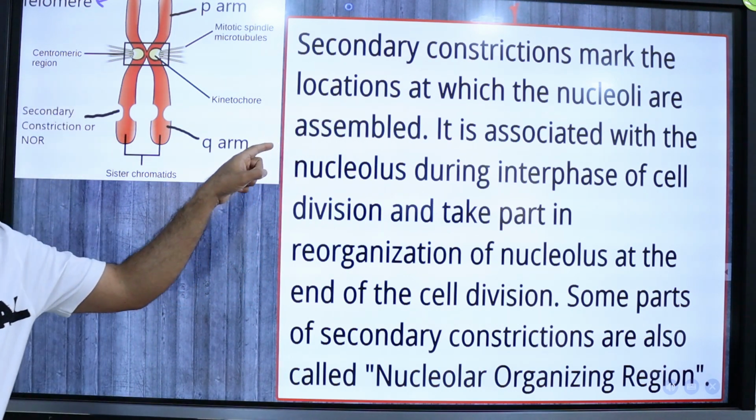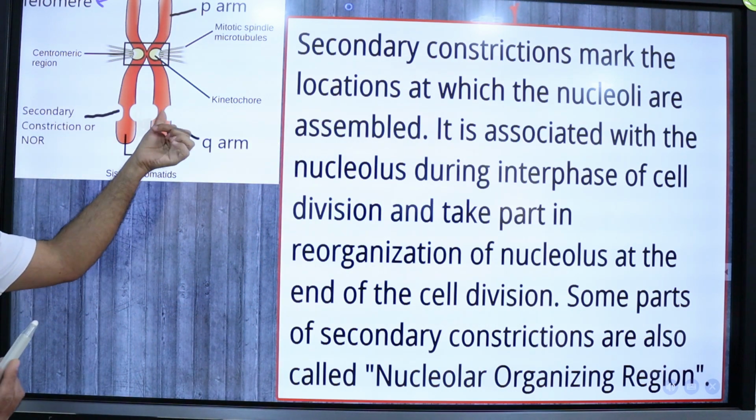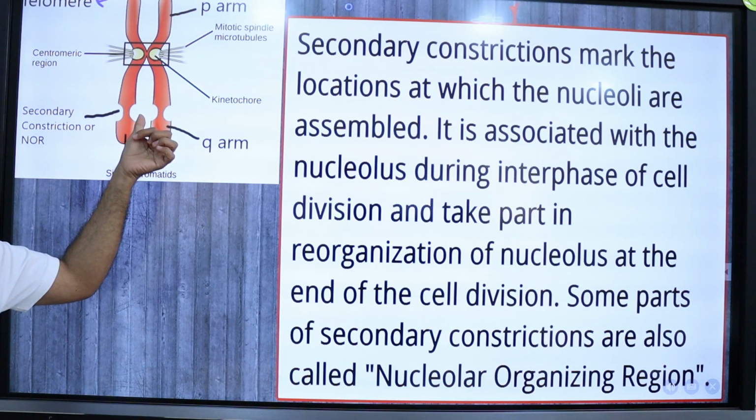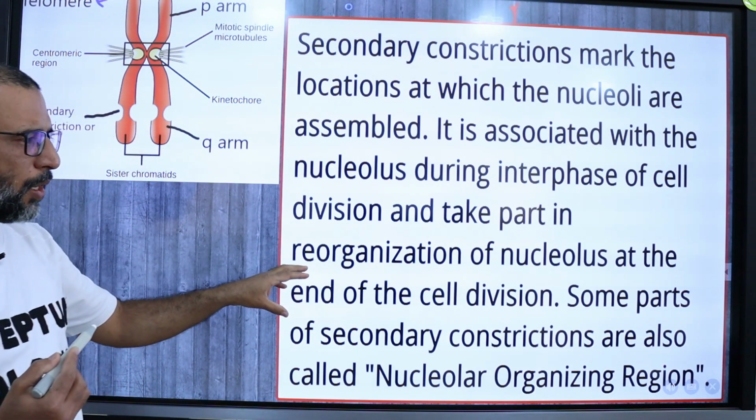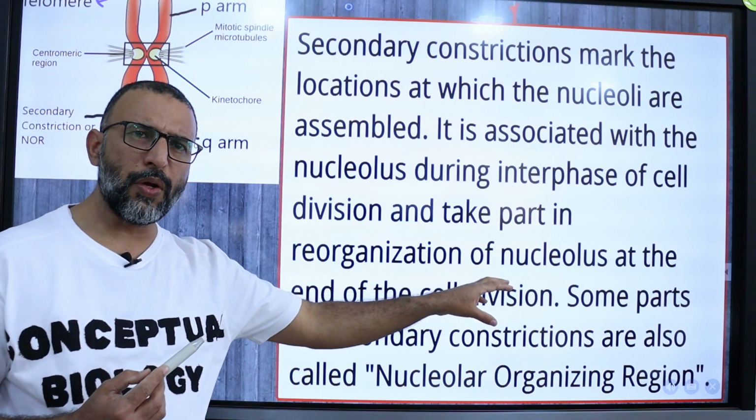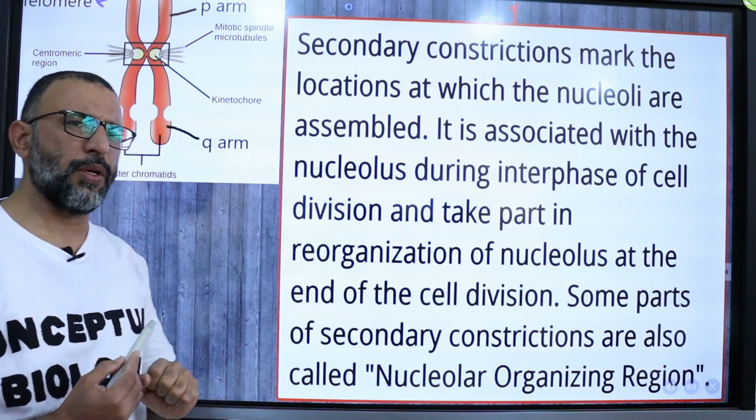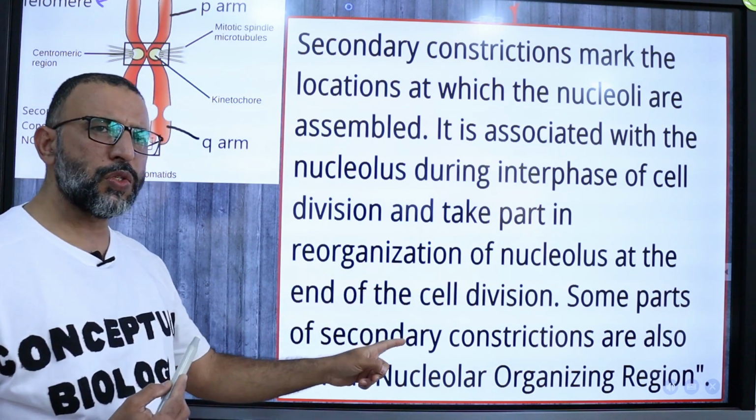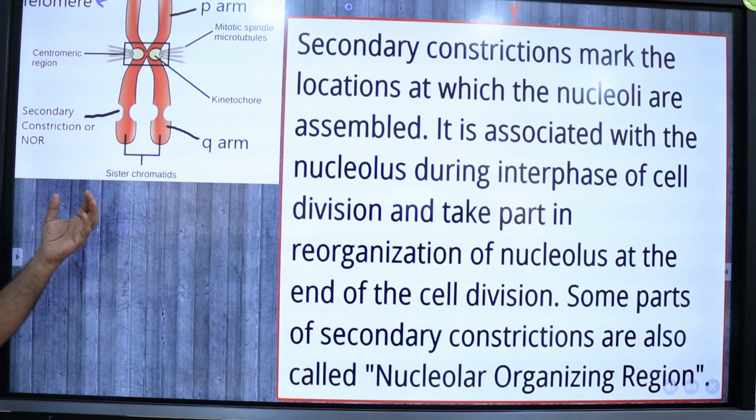So it is associated with the nucleolus during the interphase of cell division, and takes part in reorganization of the nucleolus at the end of the cell division. Some parts of secondary constrictions are also known as the nucleolar organizing region.